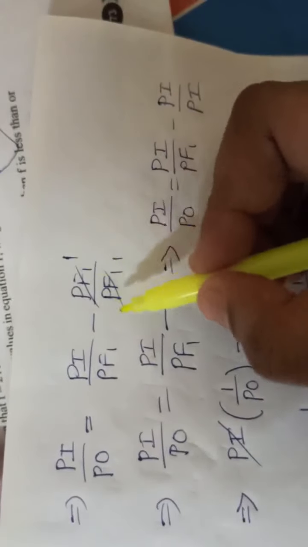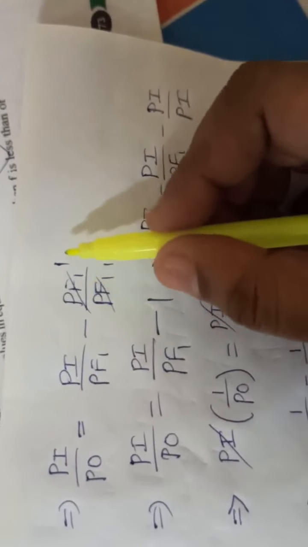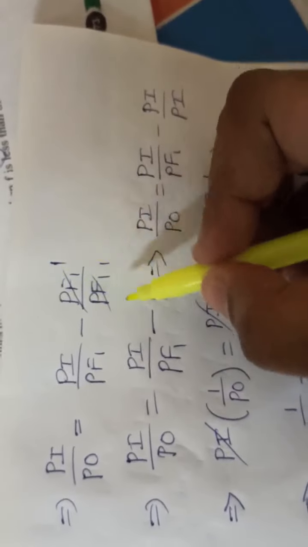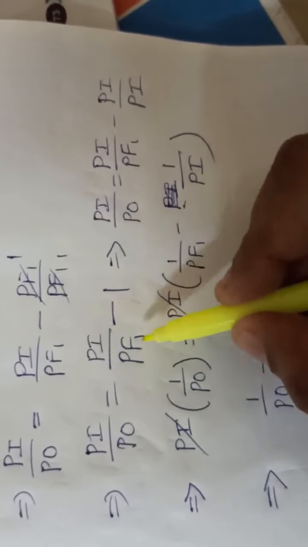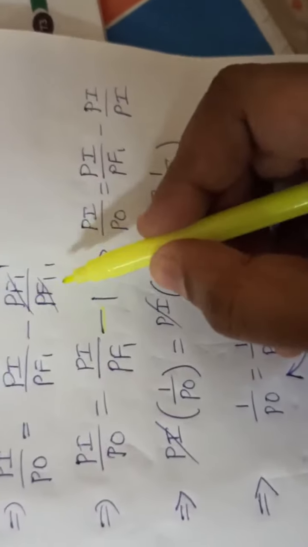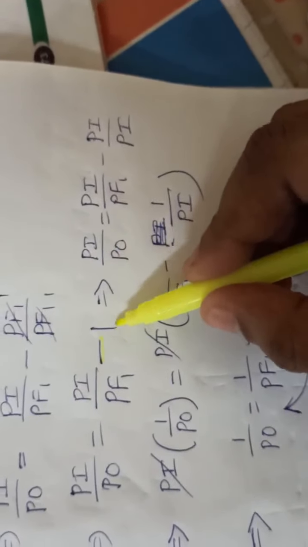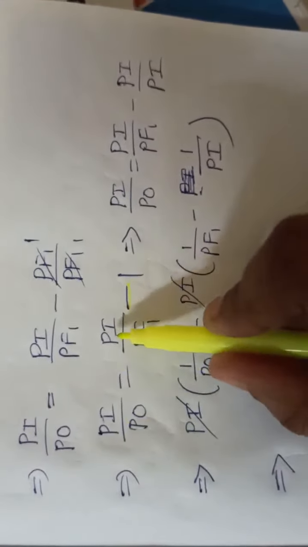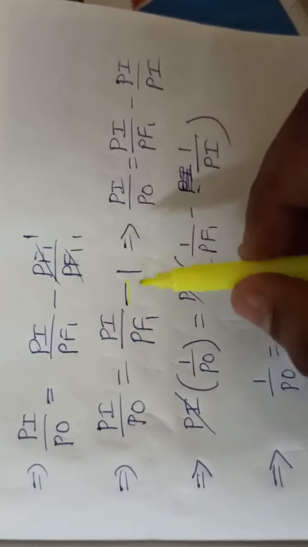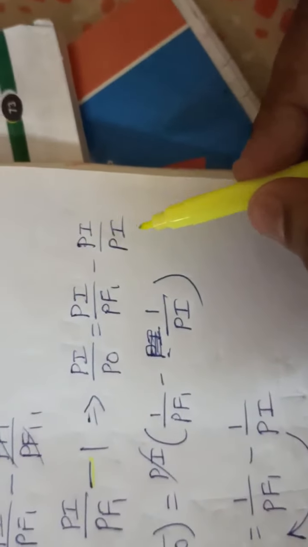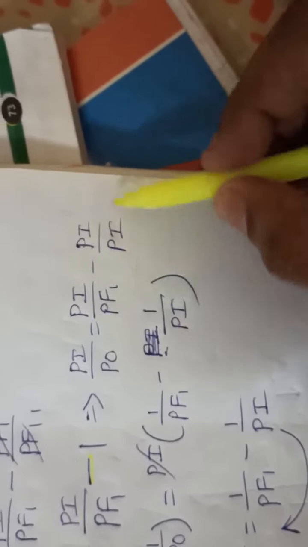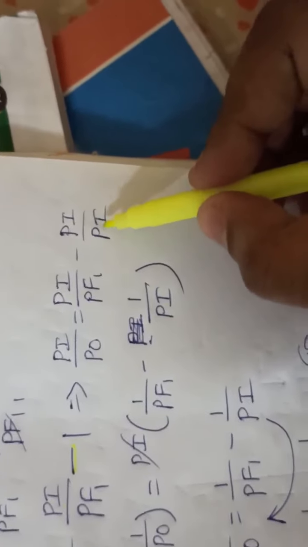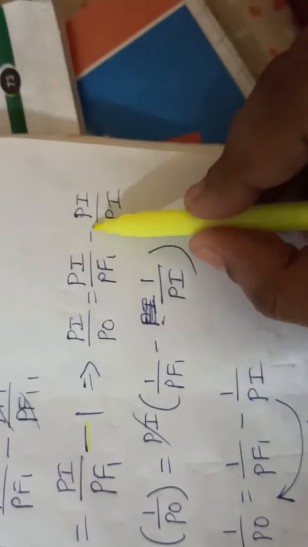Here these two are the same, so they cancel. So we get PF1 over PF1 as 1. Then PI by PO is equal to PI by PF1 minus 1. Here 1 we got. Here we have PI, children. If we want to take PI common, I write it like this: PI by PI. This is also equal to 1, because the denominator and numerator are the same. In the place of 1, I am writing PI by PI.